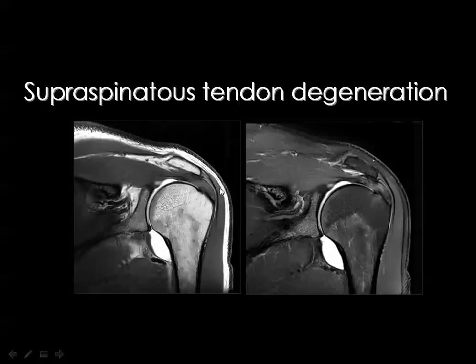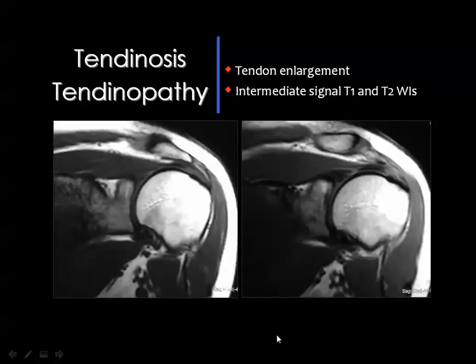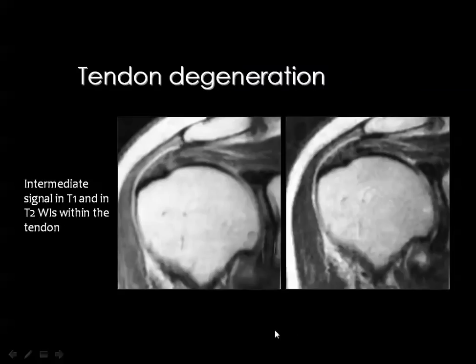Then whenever you see an intermediate signal within the tendon in the T1 and also in the T2 weighted images, you know that this is tendon degeneration, tendinopathy, or tendinosis, and this may be associated with swelling of the tendon and may not. And this is also an example of tendinopathy. You see the supraspinatus tendon showing intermediate signal in the T1 and also intermediate signal in the T2, and this is diagnostic of tendon degeneration. Another example of tendon degeneration is the heterogeneous intermediate signal within the tendon in the T1 and also in the T2 weighted images, diagnostic of tendon degeneration.